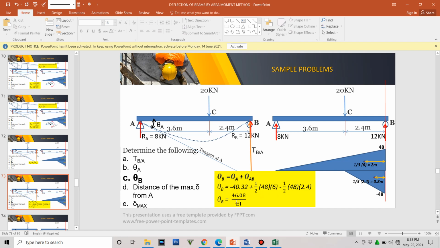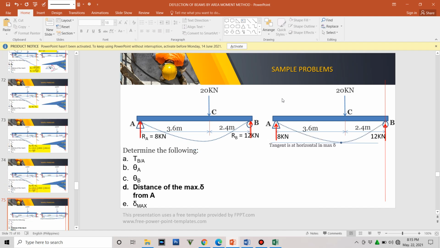Then we will come up with this value, 46.08. Tingnan nyo, naging positive na siya kasi yung curve natin dito, pag naggawa tayo ng tangent line sa B, ano na siya, elevated na siya, no? Hindi na siya depression. Okay? And that will be the answer for letter C.